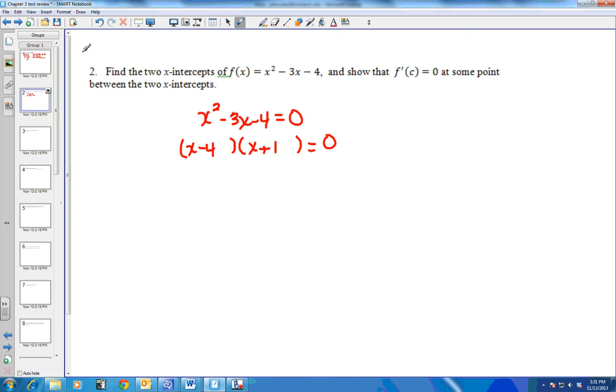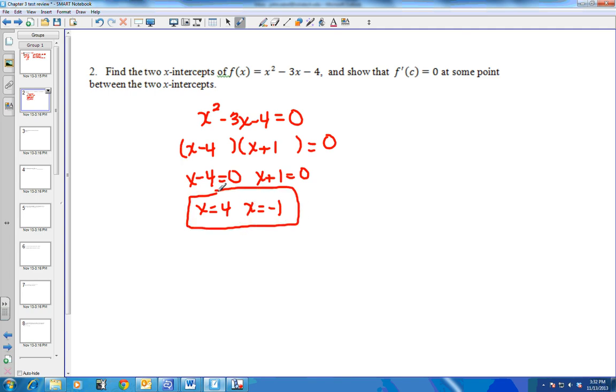And in fact, this problem would probably be on the non-calculator part. So each factor equal to 0. So I know x is 4 and x is negative 1. So it crosses the x-axis at those 2 points. So that was my first part.